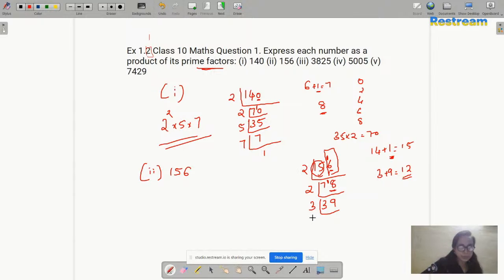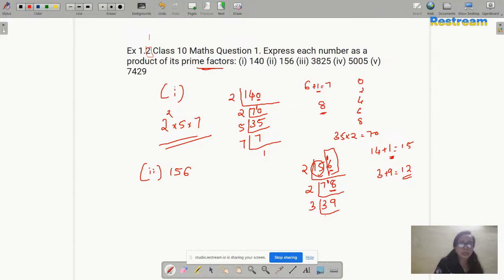I know that some children can do without seeing the divisibility test. It's not a problem. But I am taking it for those who cannot understand how to take this 3. That's why we have to check the divisibility test. 3 plus 9 is 12. So 12 is actually in the table of 3. So it is divisible by 3.